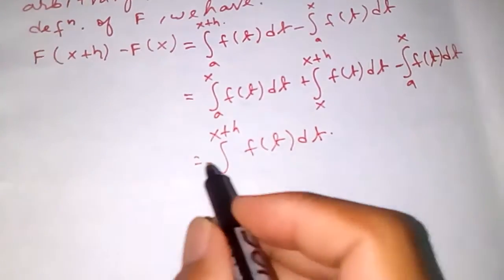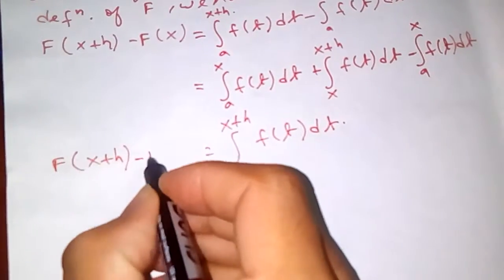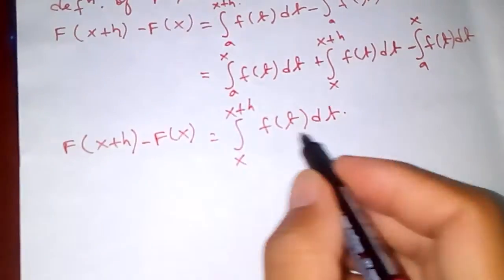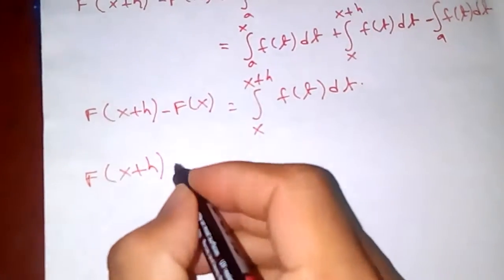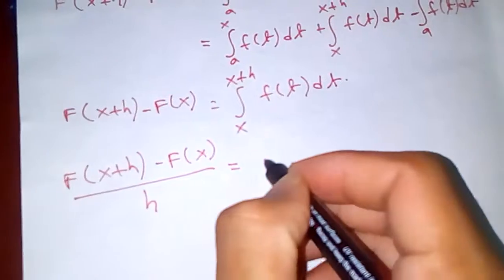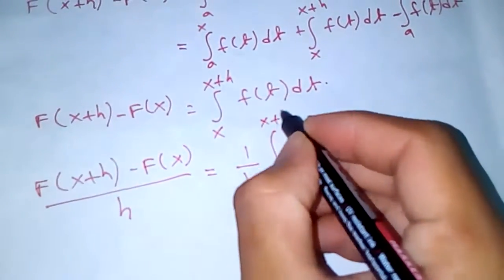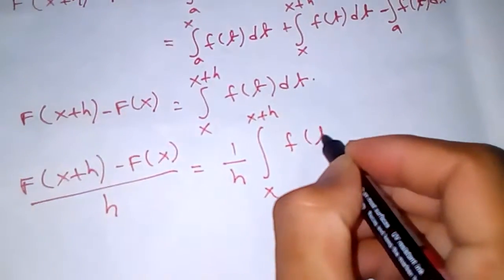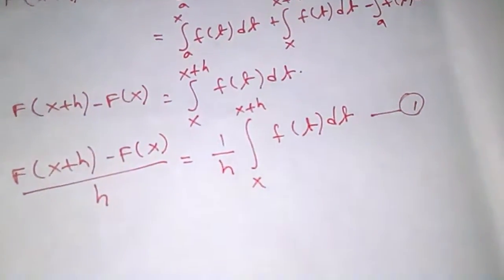Now, dividing both sides by h, F of x plus h minus F of x over h is equal to 1 over h times the integral from x to x plus h of f of t dt. That's equation 1.